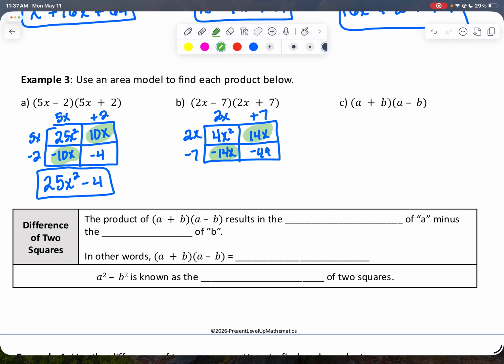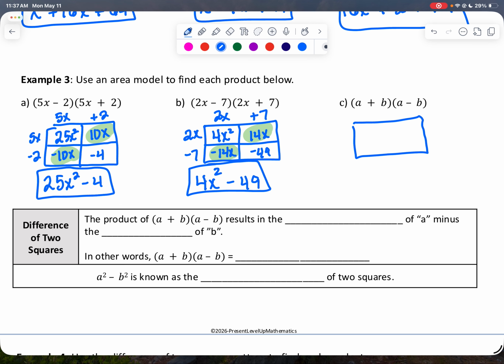So here I'm going to highlight the like terms that can be combined. So my final answer would be 4x squared. Negative 14x plus 14x is 0. And then minus 49. So 2x minus 7 times 2x plus 7 is 4x squared minus 49. All right, in our last problem, we have a plus b times a minus b. So a plus b, a minus b.